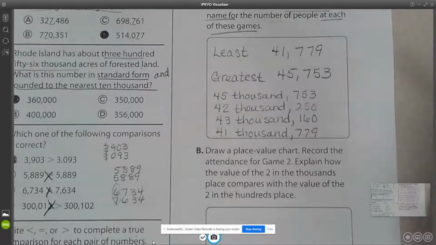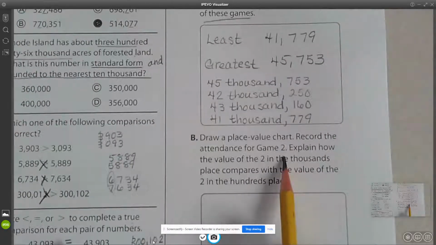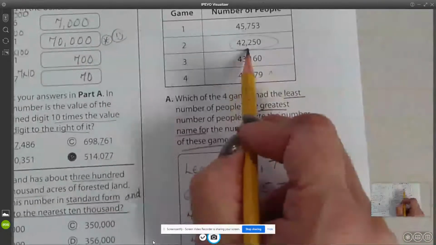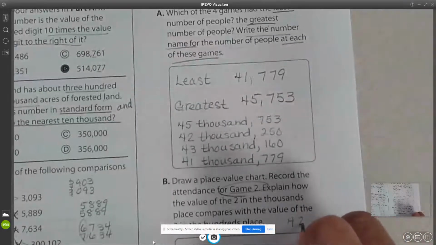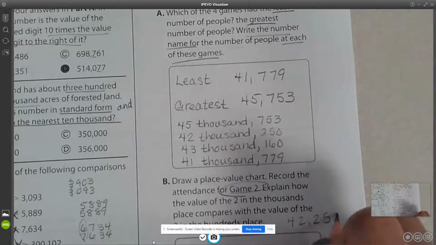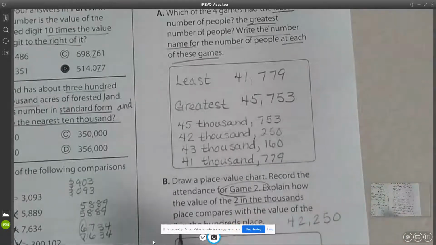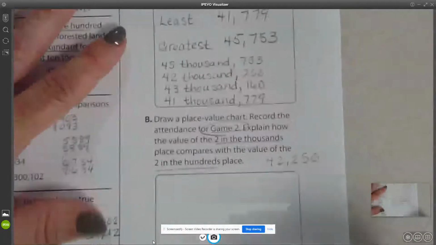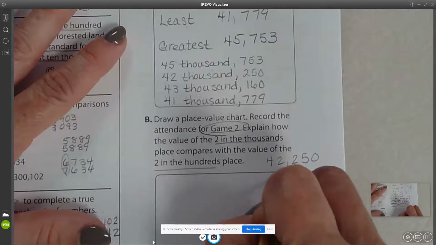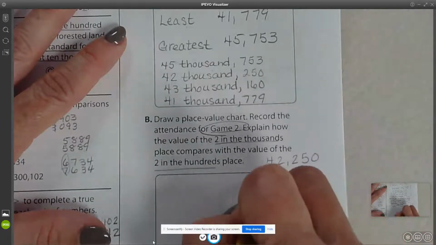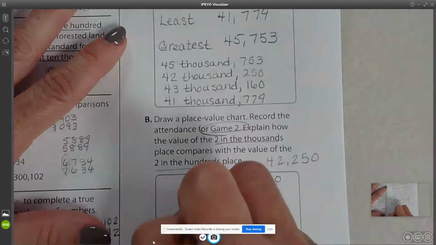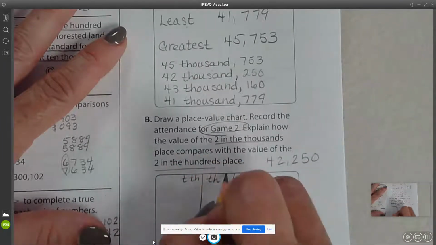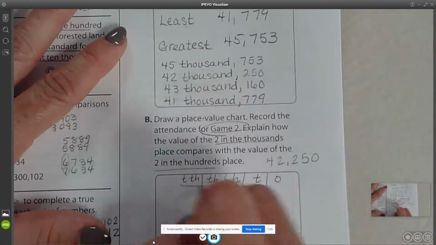All right. Draw a place value chart. Record attendance for game 2. So game 2 is right here. 42,250. I'm going to write this over here. Explain how the value of the 2 in the thousands place compares to the value of the 2 in the hundreds place. All right. So I have my, and you can abbreviate this, ones, tens, hundreds, thousands, 10,000s. And that's as high as it goes. So that's all I have to do.